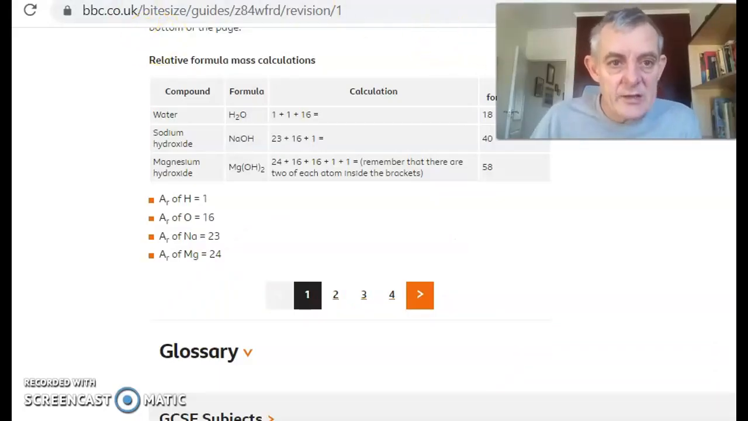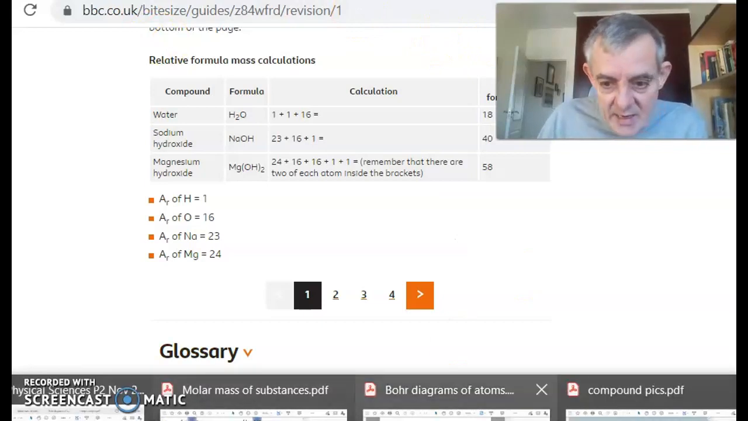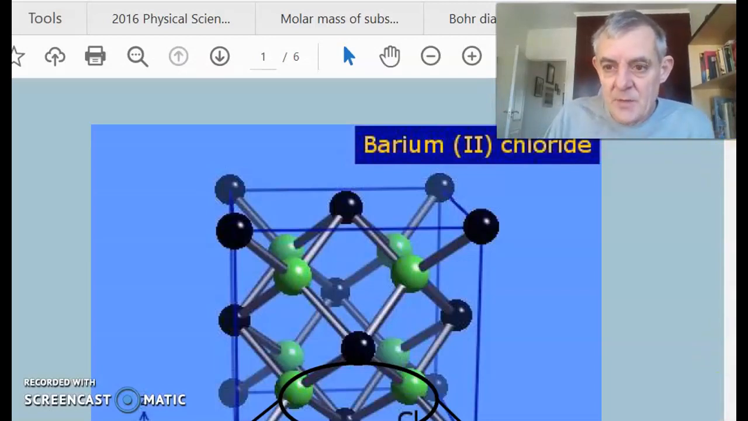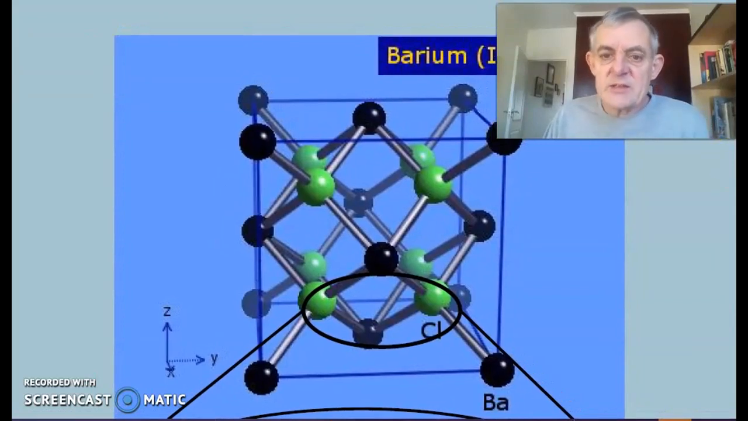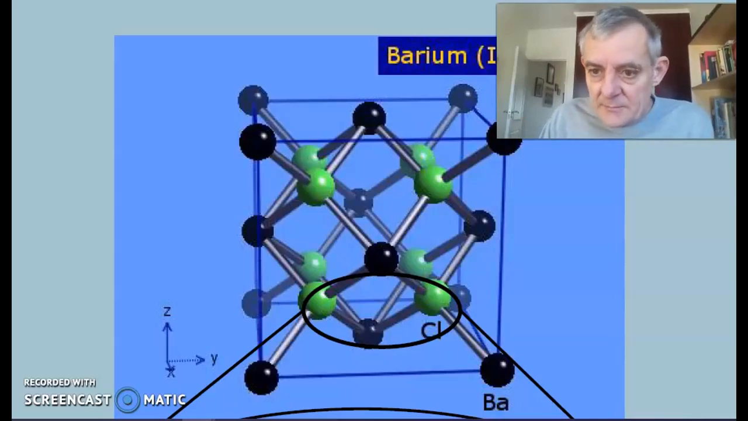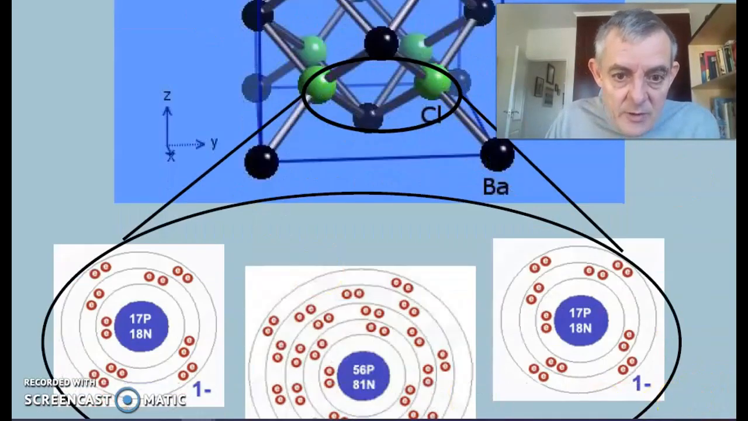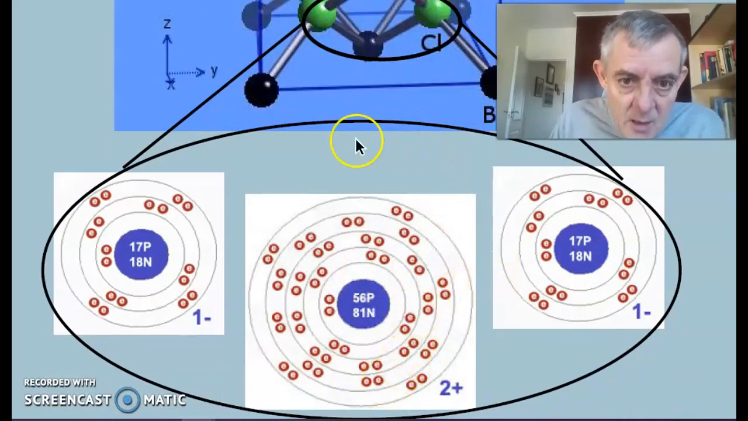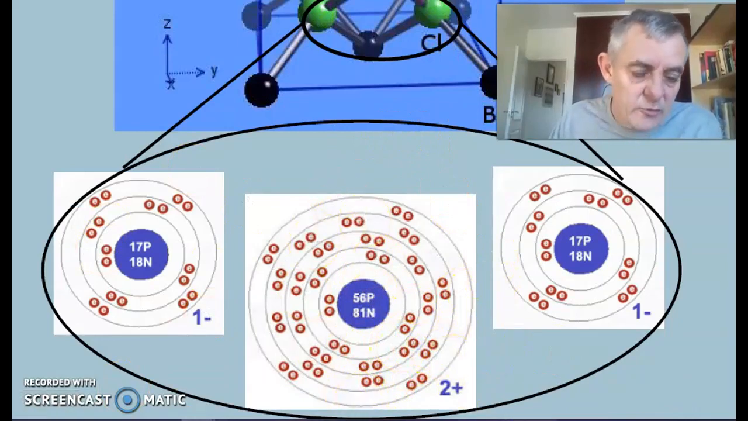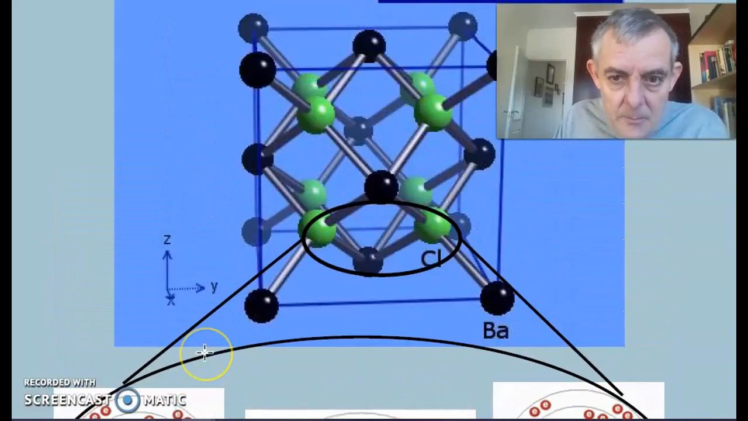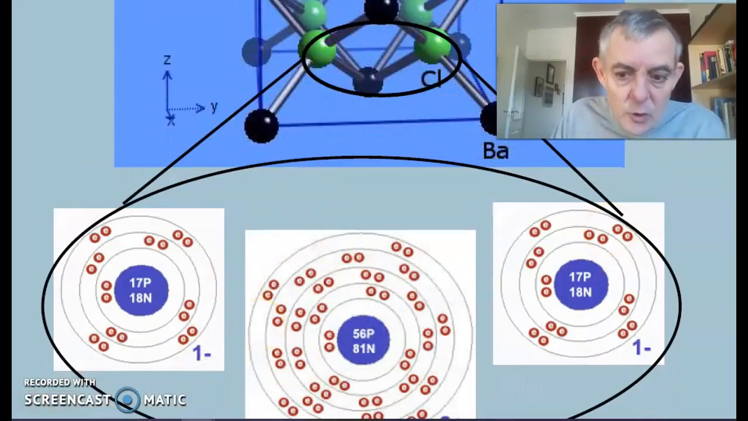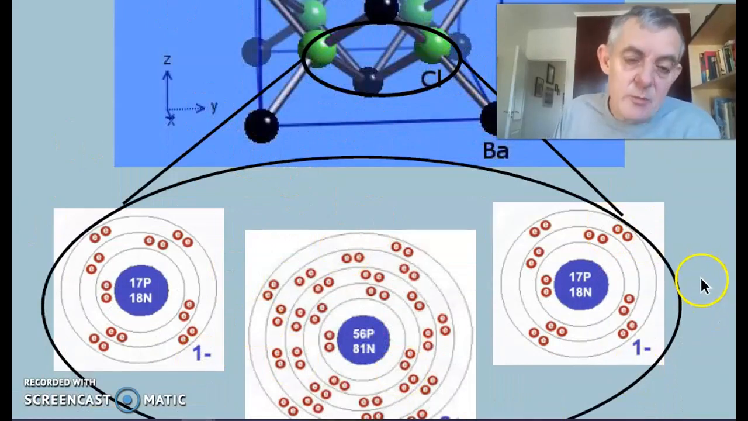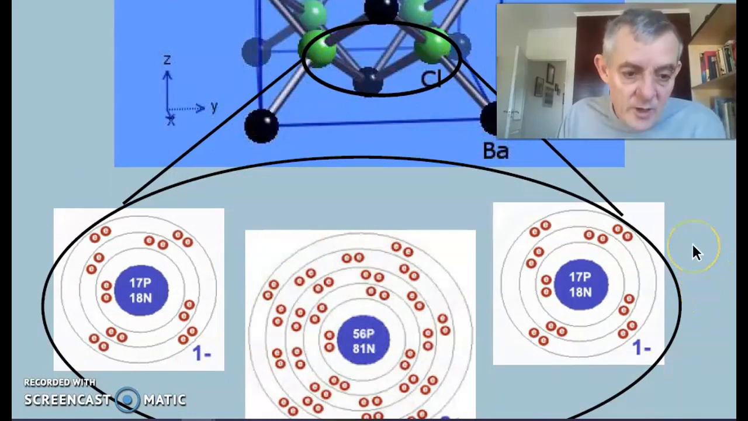formula mass of the various compounds I'm going to be showing you now. So what you're going to do now on the worksheet is you're going to do the same for the following compounds. What I've shown you here is what the simplest unit of the lattice of barium chloride looks like. Barium chloride will consist of one barium ion, and I've given you the number of protons and neutrons there, and two chloride ions. So you must please find the relative formula mass for barium chloride.